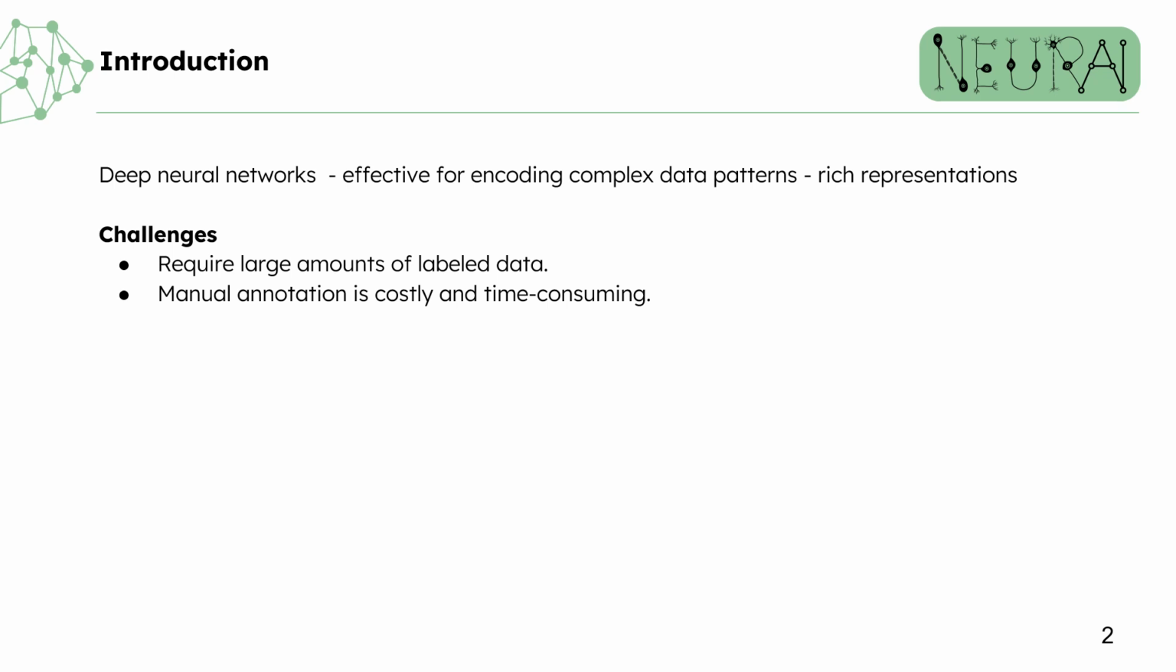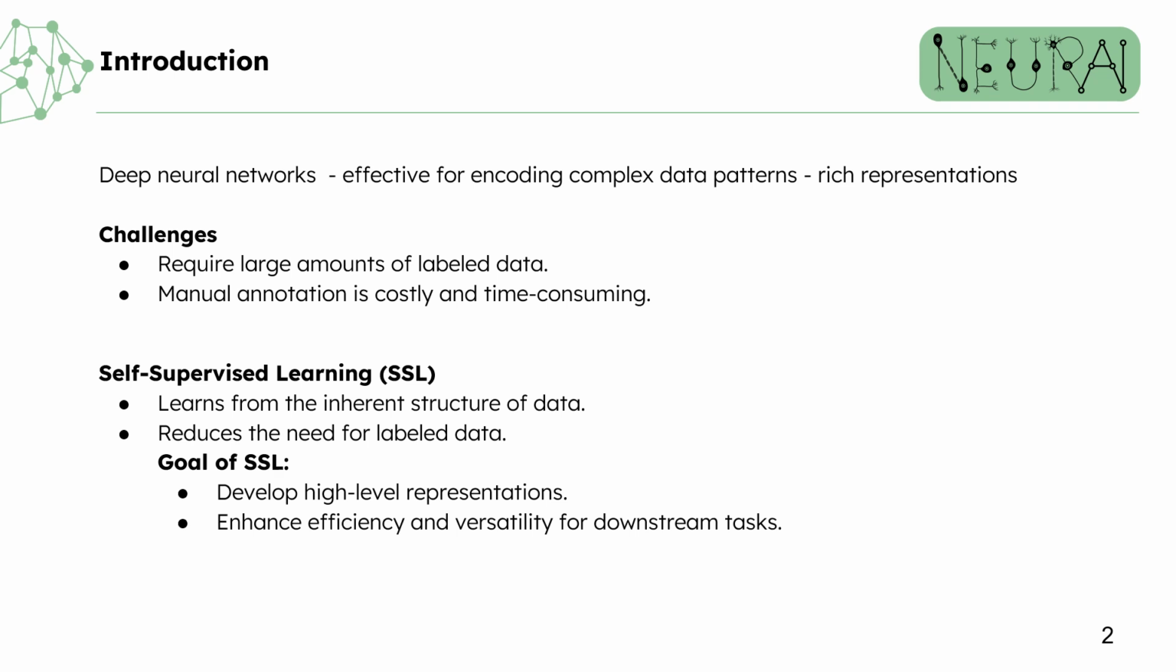Deep neural networks have proven to be highly effective in encoding complex data patterns. These representations improve generalization performance across various tasks such as classification, detection, and segmentation. However, these networks require large amounts of labeled data, which is costly and time consuming to annotate manually. Self-supervised learning has emerged as a promising solution, allowing the learning of useful representations without manual annotations. The goal of SSL is to develop high-level representations that enhance efficiency and versatility for downstream tasks.